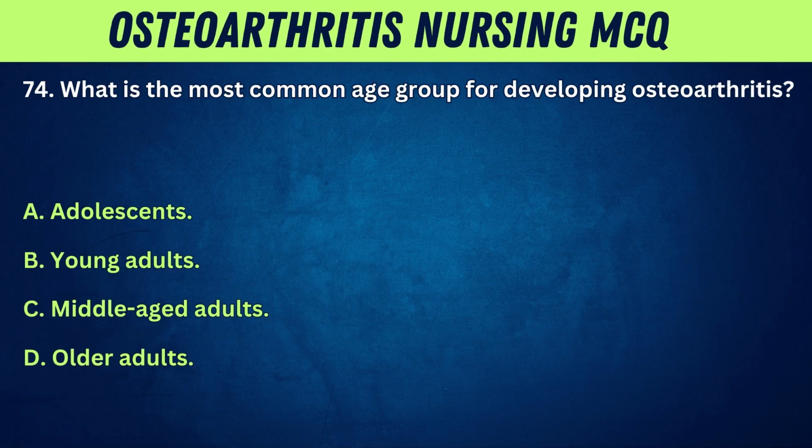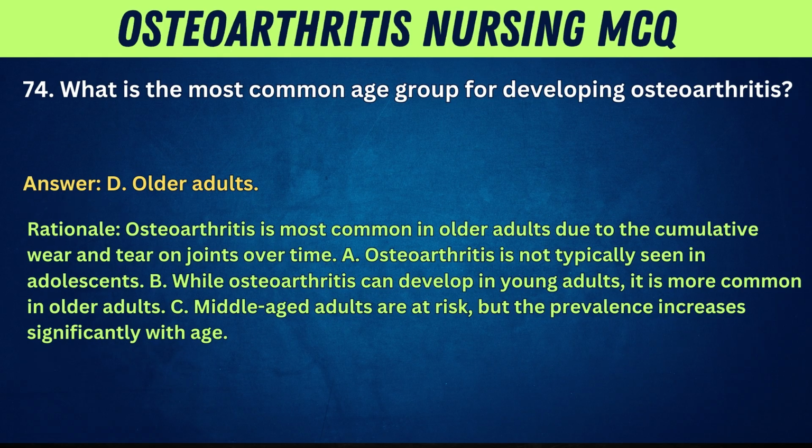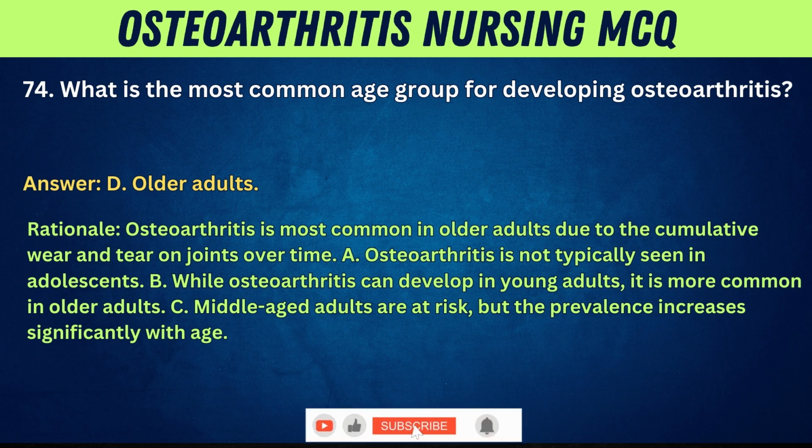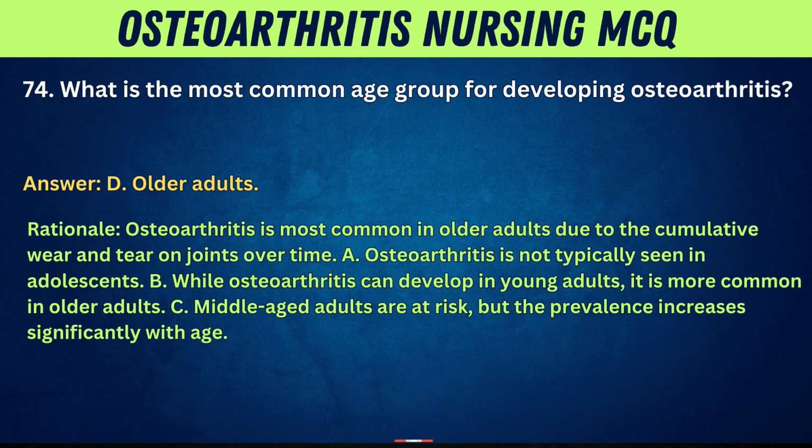74. What is the most common age group for developing osteoarthritis? A. Adolescents. B. Young adults. C. Middle-aged adults. D. Older adults. Answer: D. Older adults. Rationale: osteoarthritis is most common in older adults due to the cumulative wear and tear on joints over time. A. Osteoarthritis is not typically seen in adolescents.